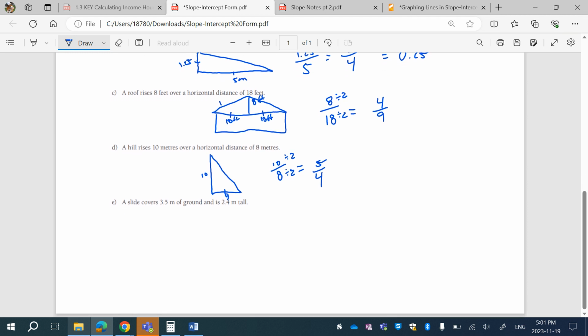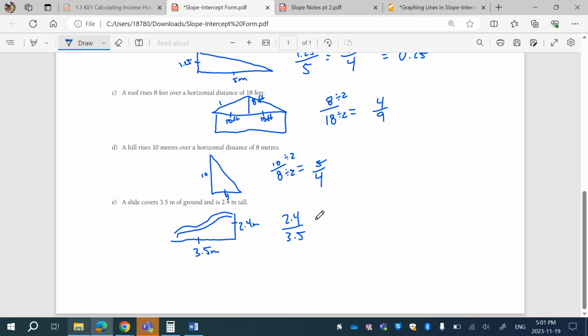And I'll do the last one. A slide covers 3 meters of ground. So this one gave us the run first. That's 3.5 meters and is 2.4 meters tall. So our slide looks something like that. There's the slide. You can imagine it goes down in a cool little curve like that. So the rise, this part right here, is 2.4 over 3.5.